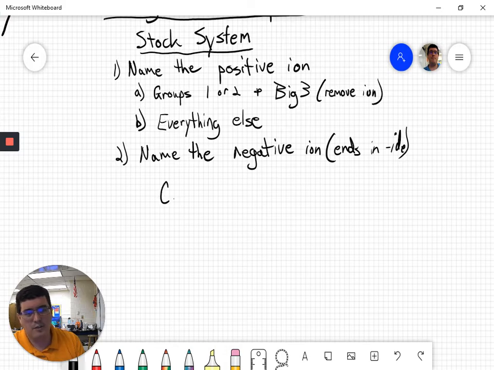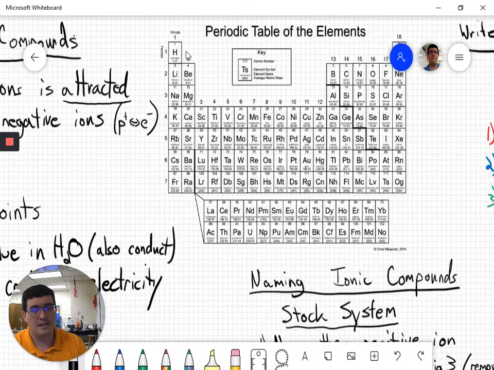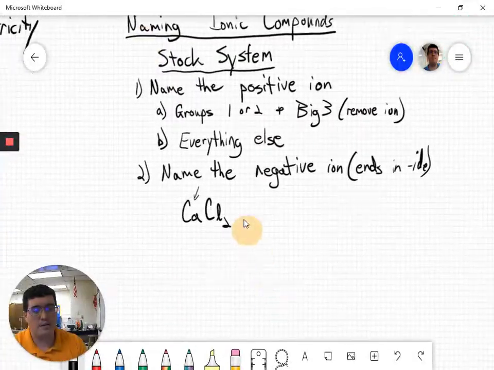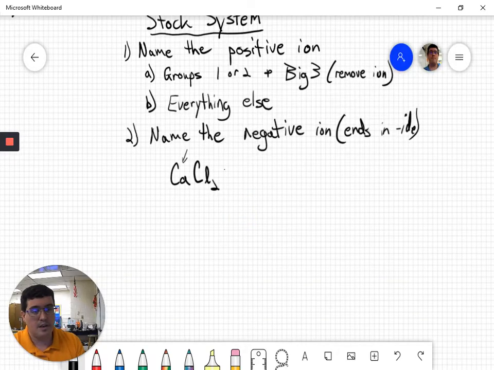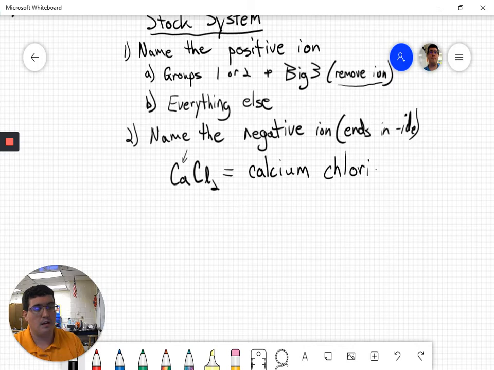So, for example, if I gave you the formula CaCl2, this one's pretty easy because here we have a group 2 element. How do I know it's group 2? It's right there. Ca is in group 2, so not a problem there. Because that's a group 2, this one's really easy. Group 2 would be calcium, and normally we call that the calcium ion. But remember, for this, we're going to remove the word ion. Now that I've named the positive one, we move to the negative one. The negative one is chlorine, but remember your negative one always ends in IDE. So this is going to be calcium chloride. That's the name of this compound.